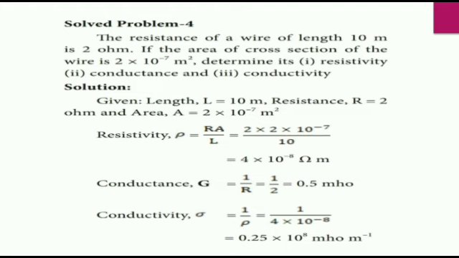Okay, students. Next, conductivity. Conductivity, sigma, is equal to 1 by rho. That is equal to 1 divided by 4 into 10 power minus 8. Therefore 1 divided by 4 is equal to 0.25 into 10 power, if we take it to this side, plus 8. Therefore 0.25 into 10 power plus 8 mho meter inverse. Mho meter inverse is the unit for conductivity. Okay, students, do you understand? Do you have any doubt? Okay.